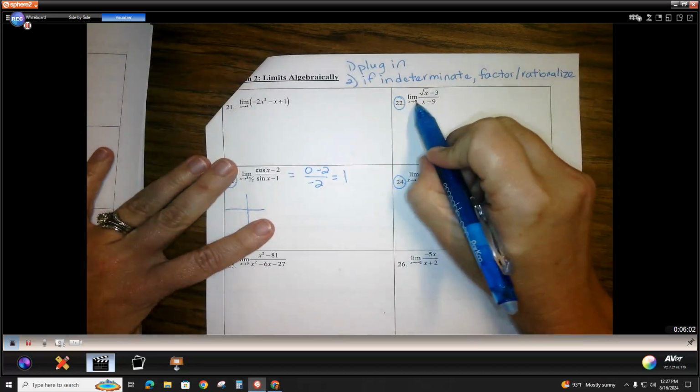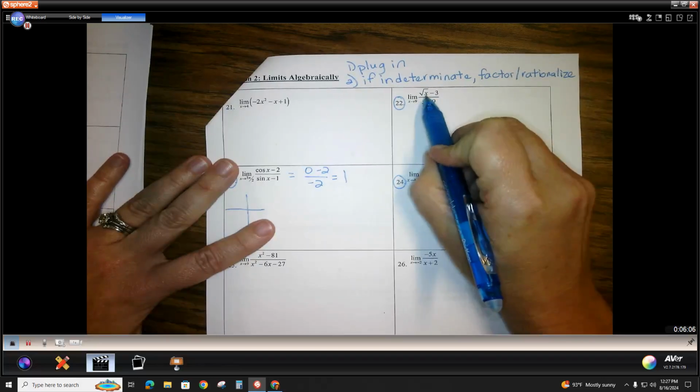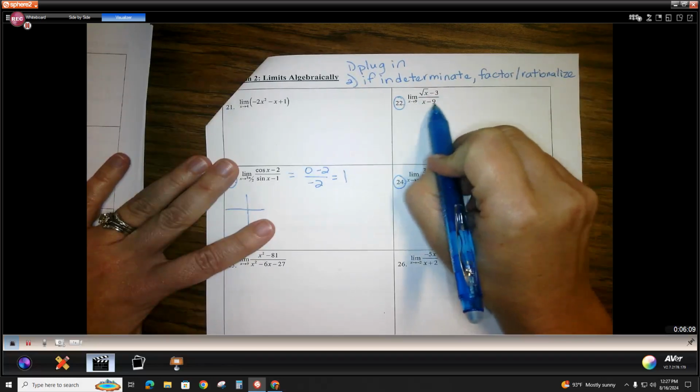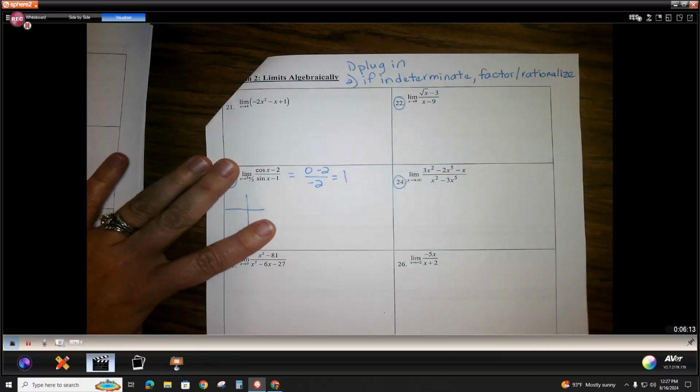Now let's look at 22. When I plug in 9 here, I get the square root of 9 is 3. 3 minus 3 is 0. And I can already see this is going to be 0. This is an example of the indeterminate. When I plugged it in, I got 0 over 0.